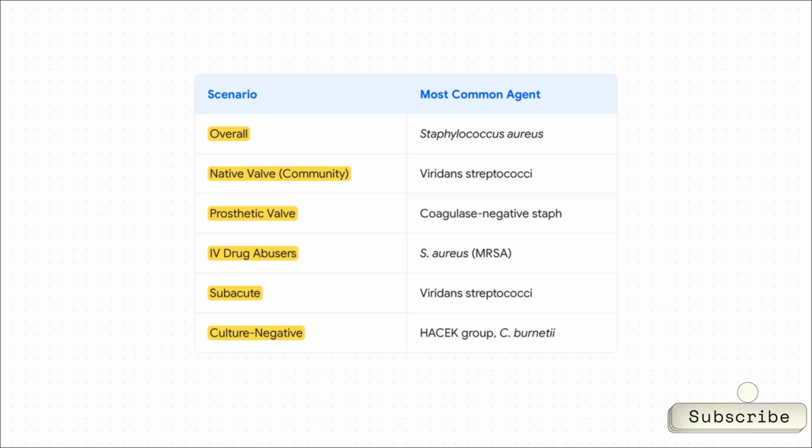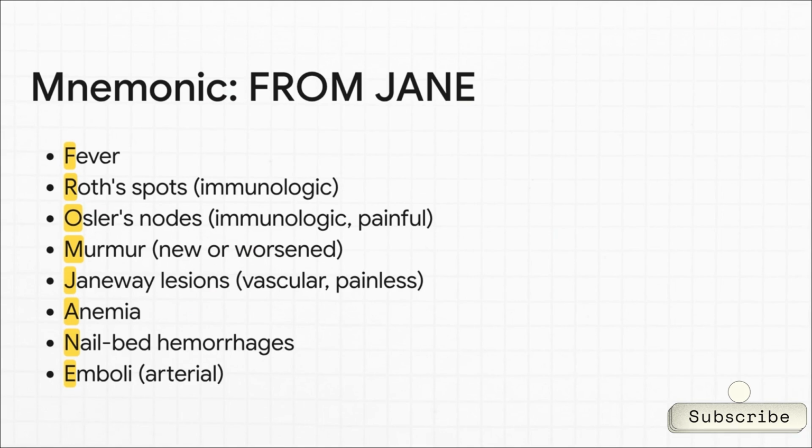And what if the blood cultures keep coming back negative? Well, think about whether they've had antibiotics recently, or think about those picky, hard-to-grow HACEK organisms. So what does this look like in a patient? Well, I've got a great mnemonic for you to remember all the classic features.